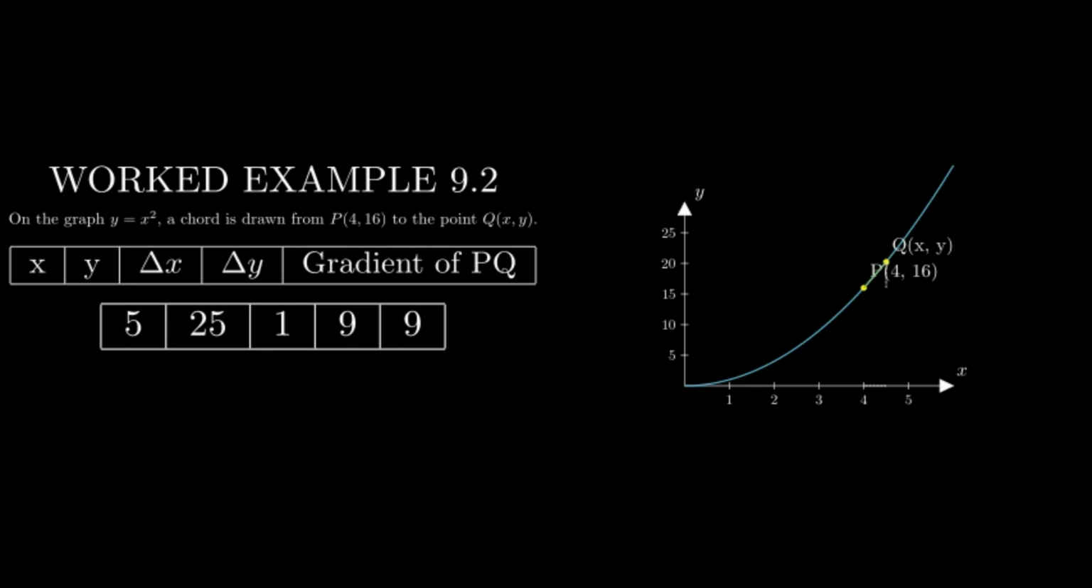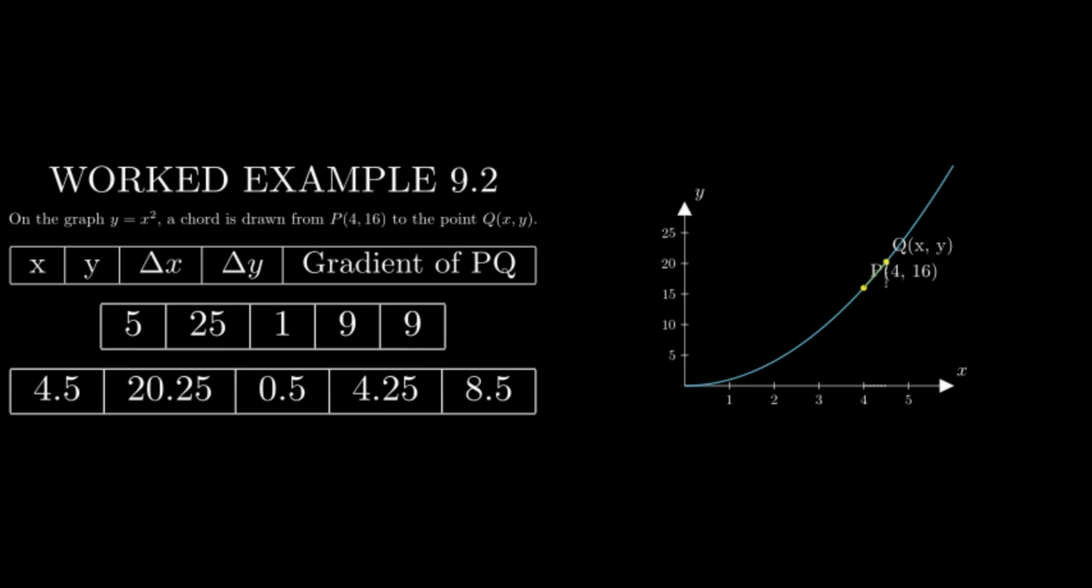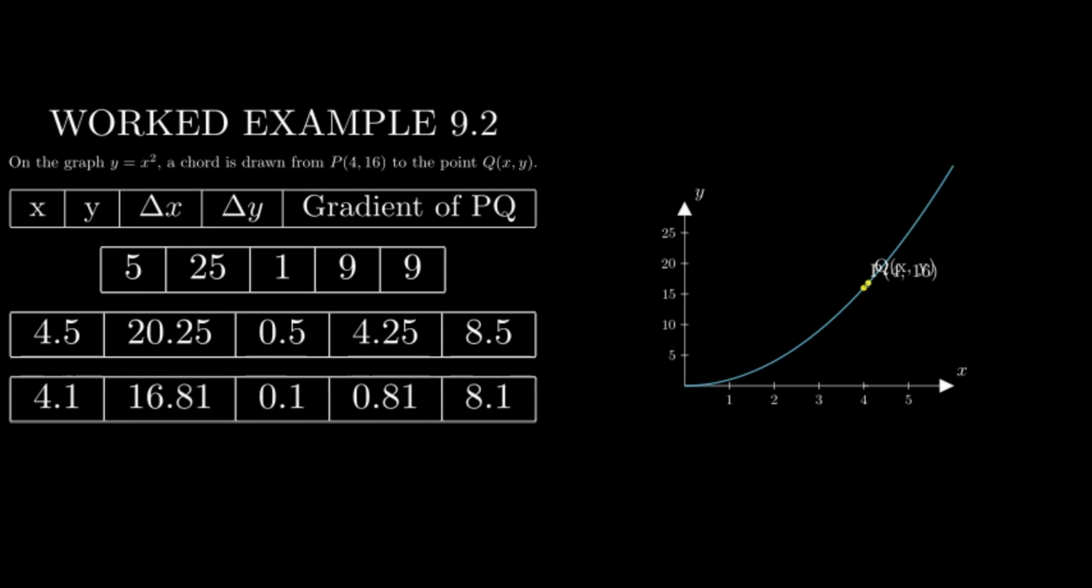Now let's move Q closer. Let's try x equals 4.5. If x is 4.5, y is 4.5 squared, or 20.25. Delta x is 4.5 minus 4, which is 0.5. Delta y is 20.25 minus 16, which is 4.25. The gradient is 4.25 divided by 0.5, which is 8.5. Notice the gradient got a bit smaller. Let's get even closer. Let x equal 4.1. If x is 4.1, y is 16.81, delta x is 0.1, delta y is 0.81, the gradient is 0.81 divided by 0.1, which is 8.1.